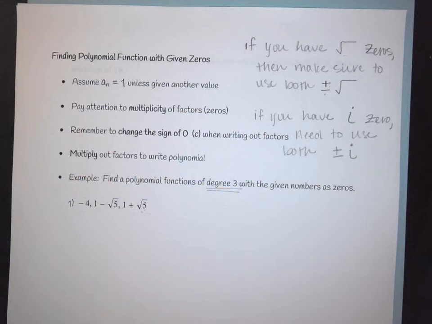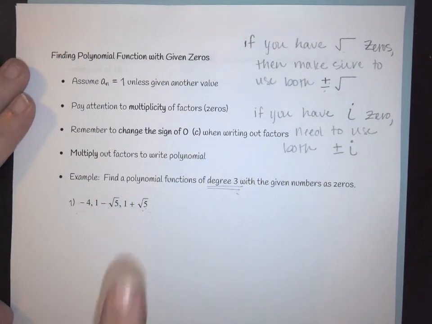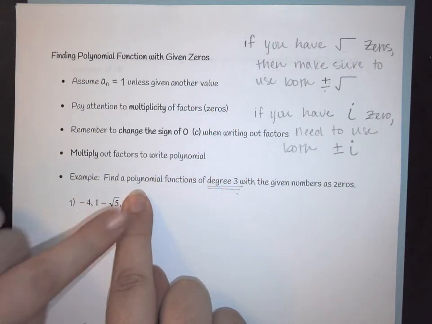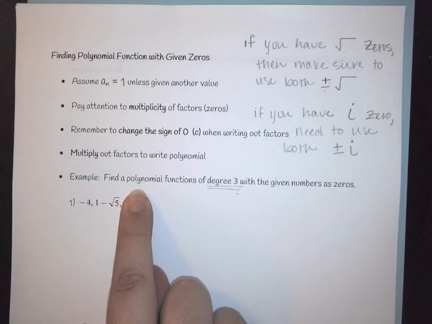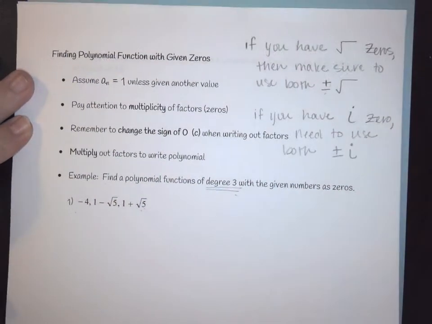But let's just say I'm telling you that you have a degree of 3, but I only give you 2. So say that this 1 plus square root 5 didn't exist. Well, then automatically, because that's a radical, you would know what your missing third zero was. Okay, so do keep this little hint in mind.